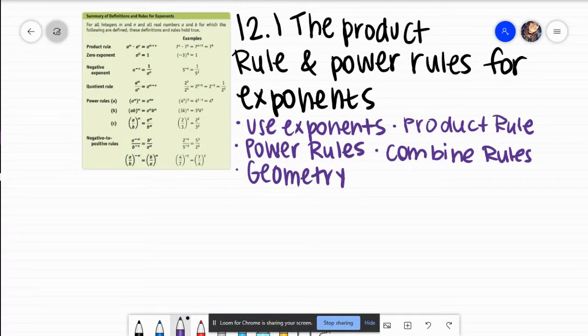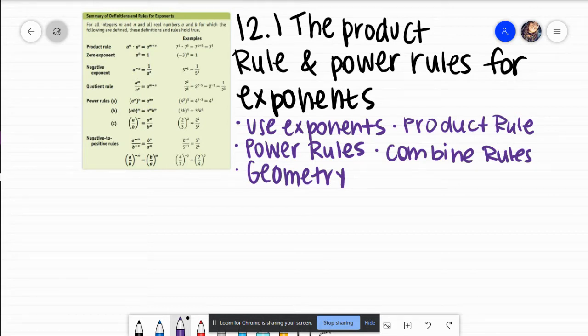And then we have a couple of examples using the product rule. And then we have multiple examples using all of the different power rules. Then we will combine the rules. And then we will actually do at least one problem using geometry and these rules.